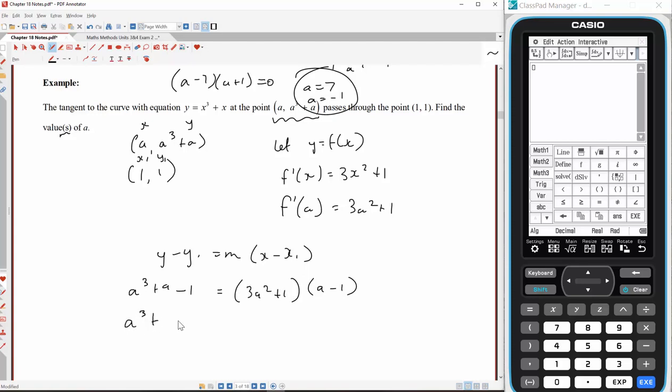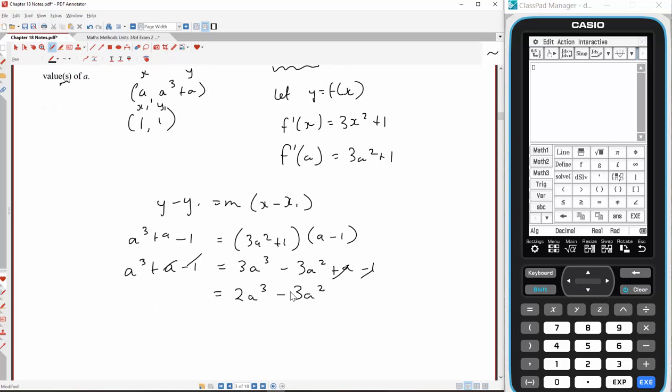All right, we've got a cubed plus a take 1 equals. Now let's expand this binomial product. So I've got 3a cubed take away 3a squared plus a take 1. What we'll do is swing these all over to one side. So I've got 2a cubed take away, so this is take away a, so that'll cancel those a's out. Add 1, which will cancel that. So I'm left with 3a squared here, and that's 0.